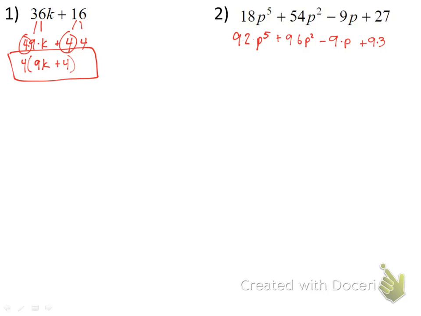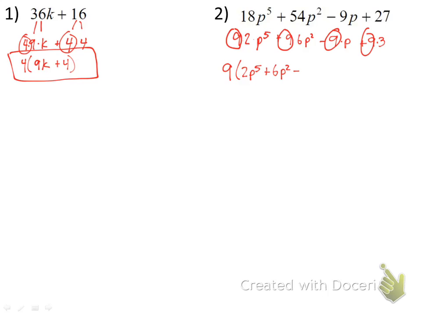Okay, so what's the common number that's in all these terms? It's 9. So I'm going to circle 9 on each of these because those are all the terms that have 9 in them. And I'm going to factor out a 9. I'm going to put 9 in the front. And then I ask myself, 9 times what is 18p to the 5th? Well, 9 times 2p to the 5th is 18p to the 5th. 9 times 6p to the 2nd power is 54p to the 2nd power. Right? And I'm just copying 6p to the 2nd down here.